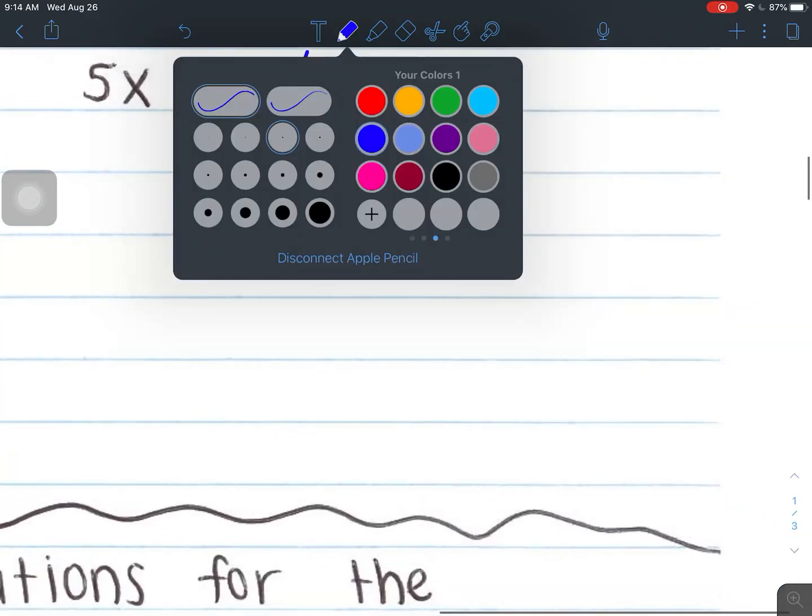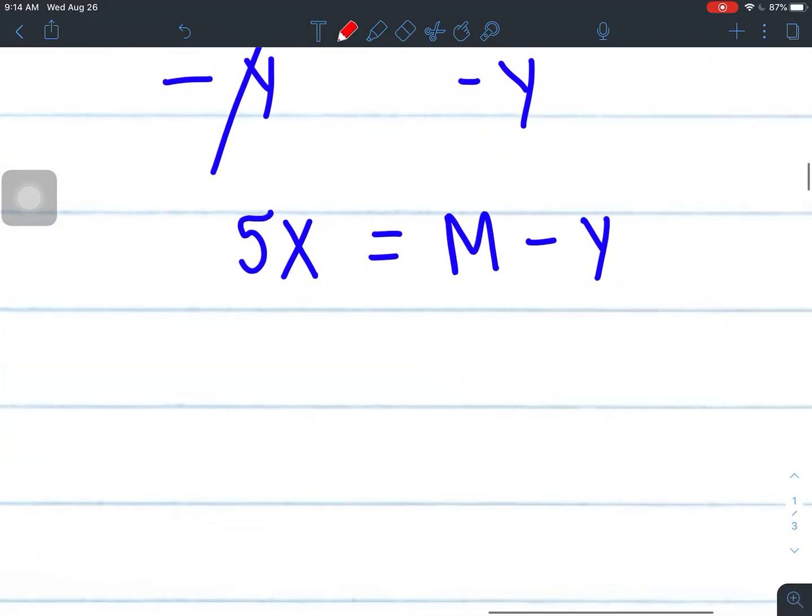Now, the next step here, again, what is the goal? I want to get x by itself. So I don't really care what's going on the right side over here. I'm trying to pay attention to this x to see what I can do to get it by itself. That 5 is attached to x by multiplication. So the only logical thing to do here would be to divide by 5 and get rid of the 5.